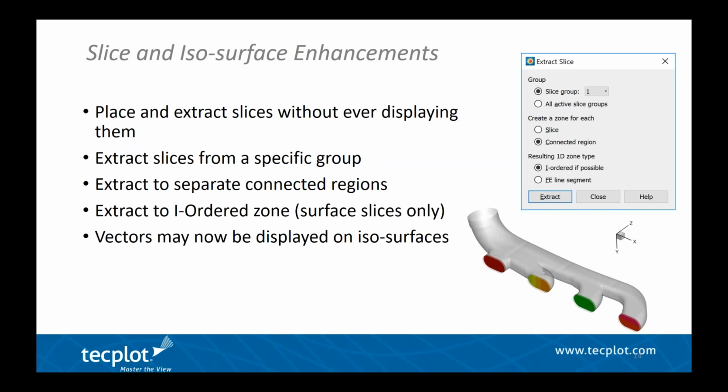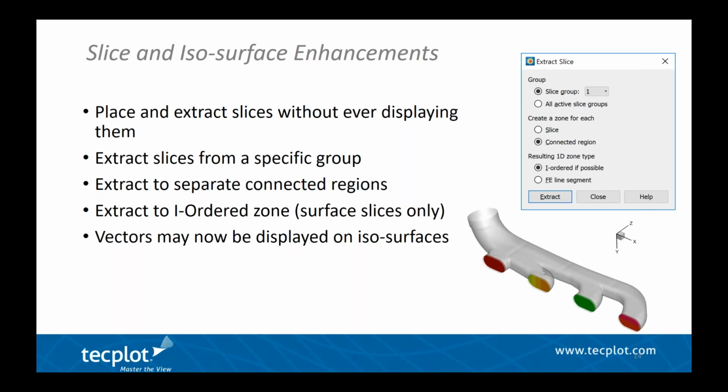Okay, the final main feature that we've added are a number of enhancements to slices and isosurfaces. The first thing we've done is made it easier to place and extract slices without ever displaying them. And the reason why this is important is because once you display a slice, Tecplot actually has to go through the work of loading the data to create that slice and to show, say, the contouring variable that you've applied to that slice. So if you have really large data sets, hundreds of millions of cells, it can take a few extra seconds to get that slice to render.